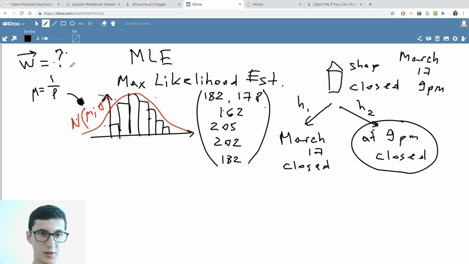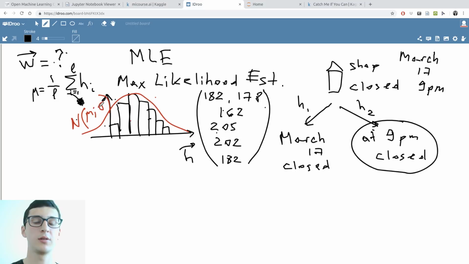Let's call the vector of heights h. So we sum all heights and just divide by the number of our observations. This can be done strictly. It's a very well-known statistical procedure, but I would say that here we apply max likelihood estimation just to estimate the parameters of our model if we have observations.